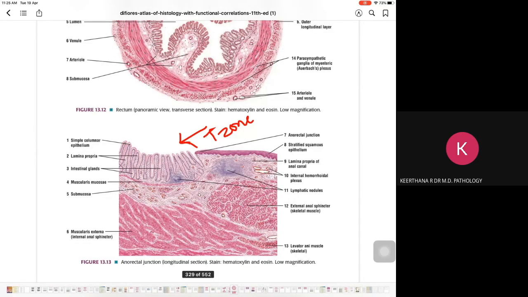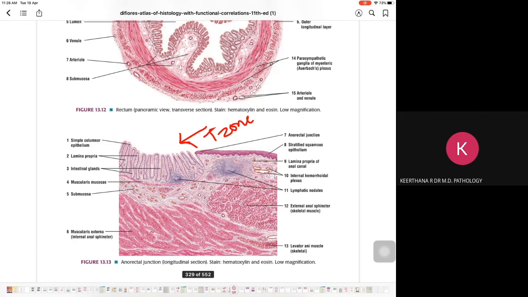Anorectal junction, longitudinal section, stain hematoxylin eosin, low magnification. Simple columnar epithelium, lamina propria, intestinal gland, muscularis mucosae, submucosa, and muscularis externa, which contains the internal anal sphincter. At the anorectal junction is the stratified squamous epithelium, lamina propria of anal canal, internal hemorrhoidal plexus, and the lymphatic nodule, external anal sphincter, skeletal muscle, and levator ani muscle is also there.